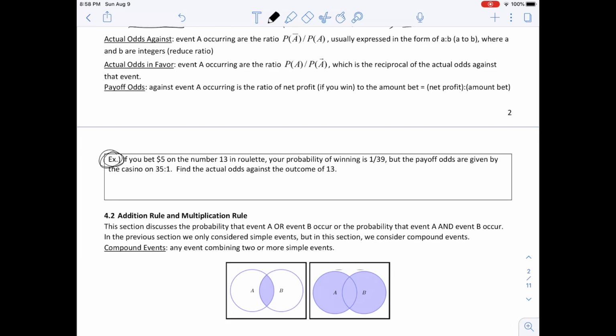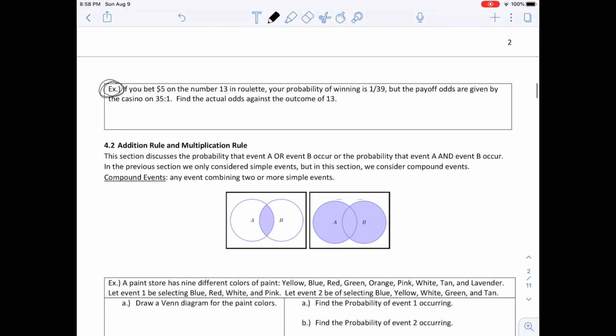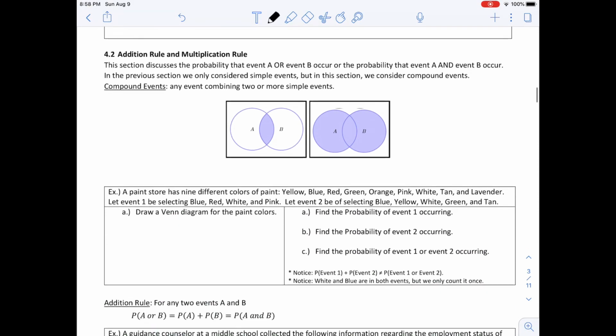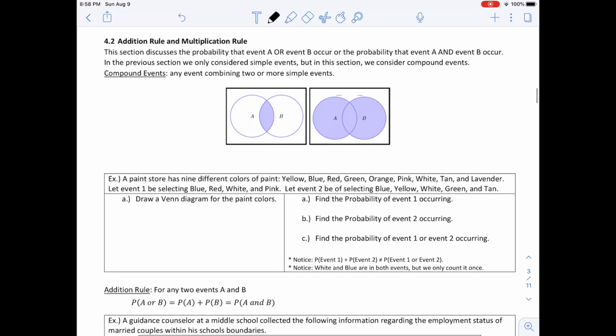And then we have what's called the payoff odds against event A occurring, which is the ratio of the net profit if you win to the amount bet. The next example we're going to go ahead and circle. We'll look at that one together. These odds are good to know when you guys turn 21 and you go to Vegas.